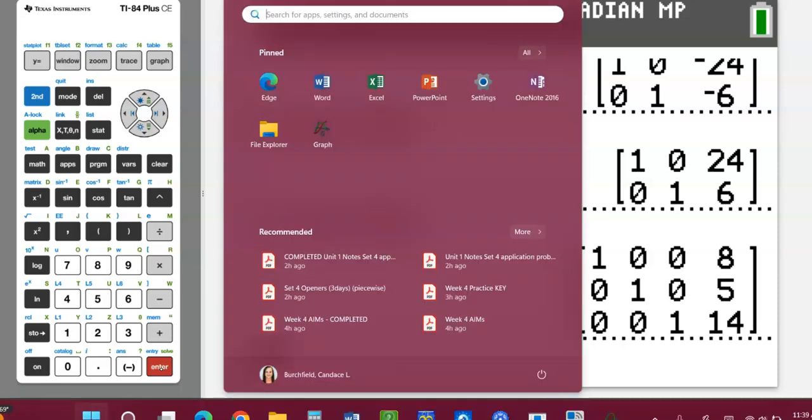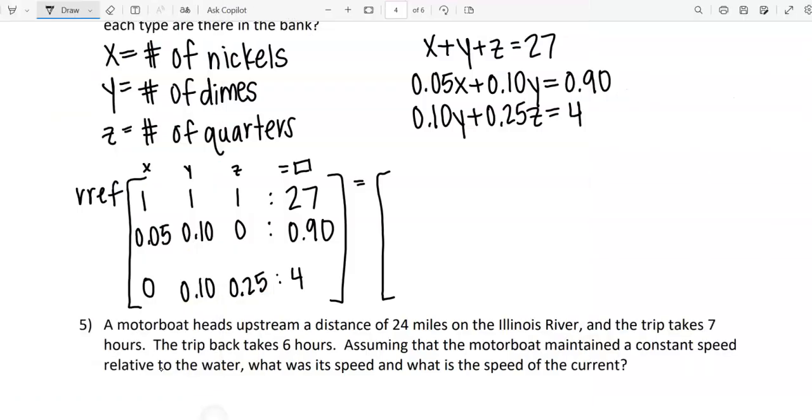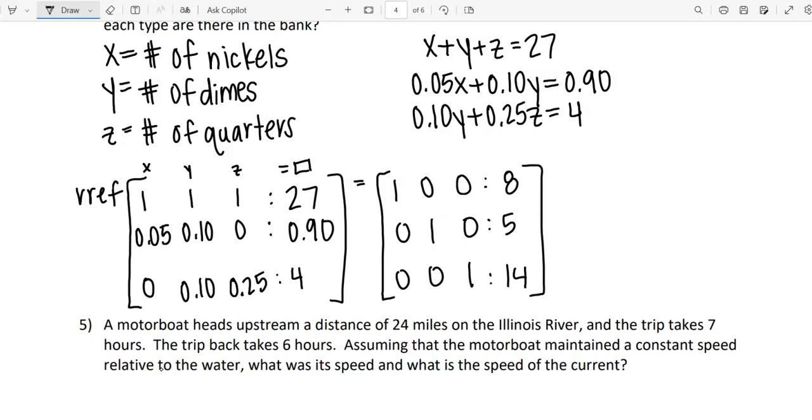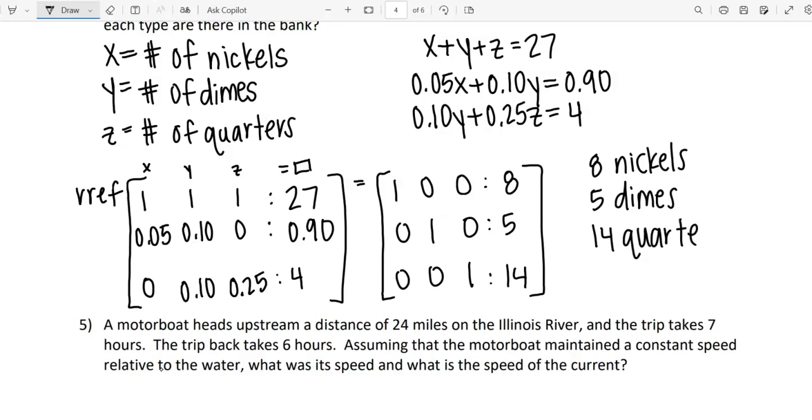How many nickels? 8. How many dimes? 5. How many quarters? 14. So this should have been 1 0 0 0 1 0 0 0 1 and then 8 5 14. Yes, you have to put that matrix down. And then 8 nickels, 5 dimes, 14 quarters.